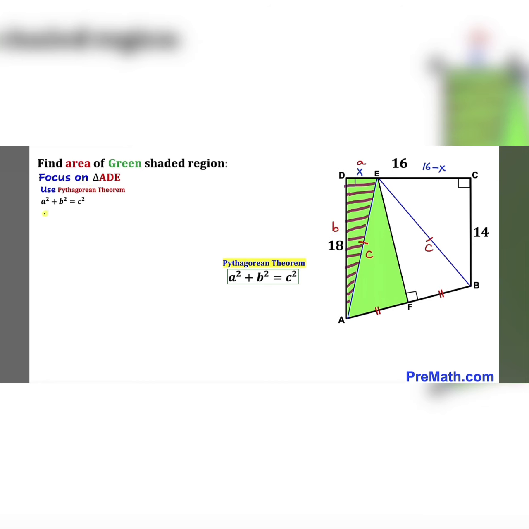a in our case is x, so this is going to become x squared plus b, which is 18, whole squared, equals c squared. Let's simplify, so we can write x squared plus 324 equals c squared. Let me call this equation number 1.